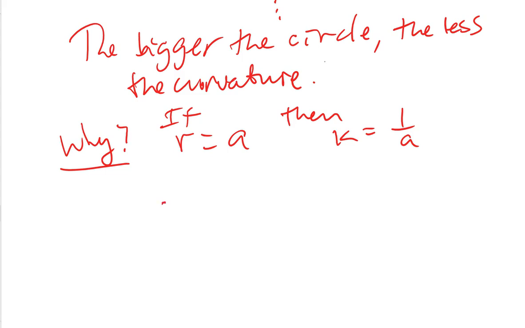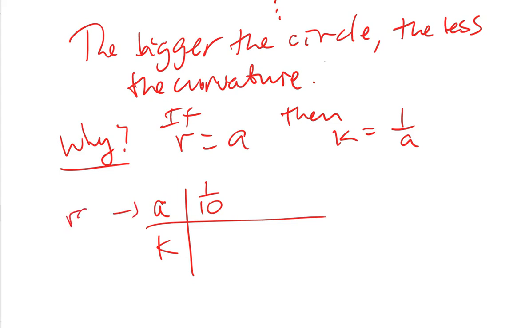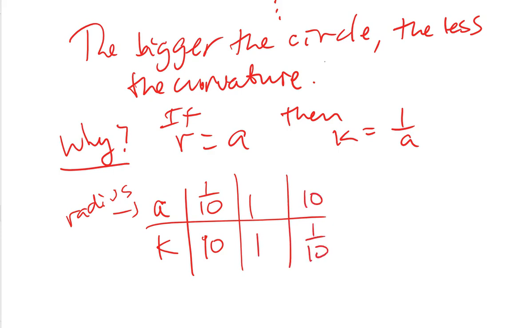So if we compare a versus the curvature, if a, the radius, is let's say 1/10, then the curvature is 1 over 1/10, so the curvature is 10. If a is 1, we knew the curvature was 1. If a is 10, the curvature is 1/10.